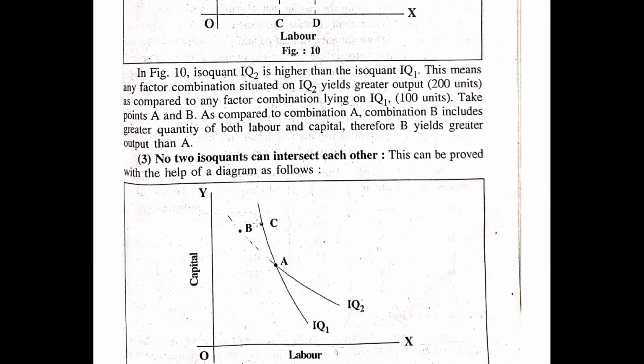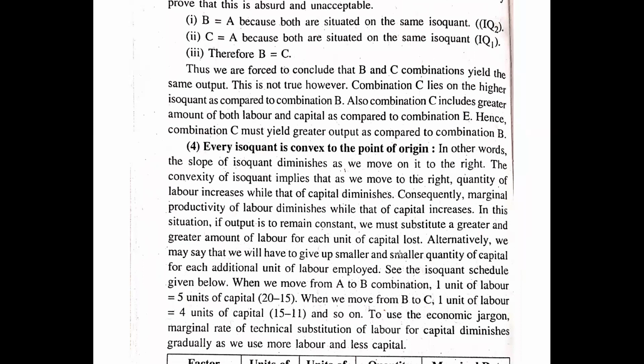So actually there will be more units of capital and more units of labor on the B or C, whichever is higher. So this is not practically possible.